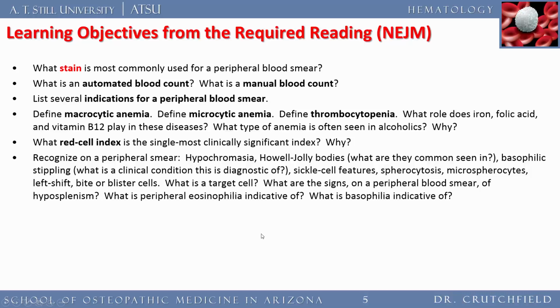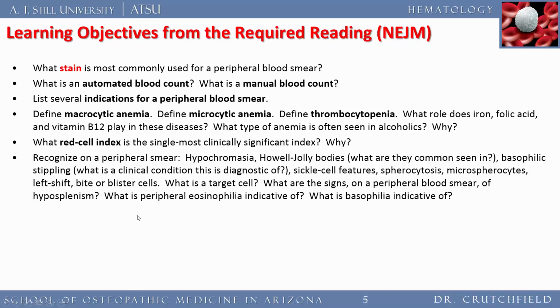Tell me what Howell-Jolly bodies are when they're seen, what basophilic stippling is of a red cell, and what diagnostic use that is. Let's talk about sickle cell features, what spherocytosis is, microspherocytes, what a left shift is on a complete blood count, what a blister cell is or a bite cell, and then what is a target cell. What are all these signs of? And then what are other signs of hyposplenism?